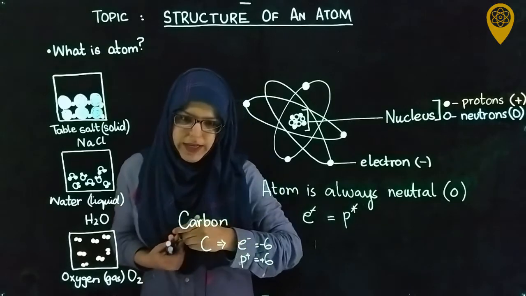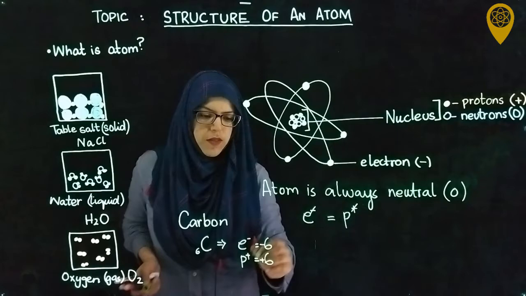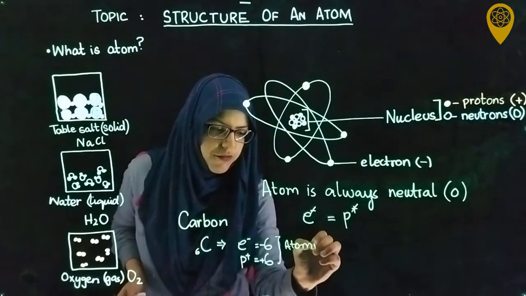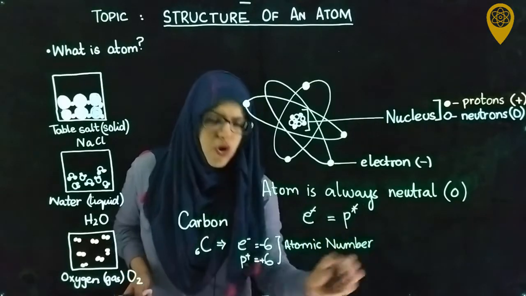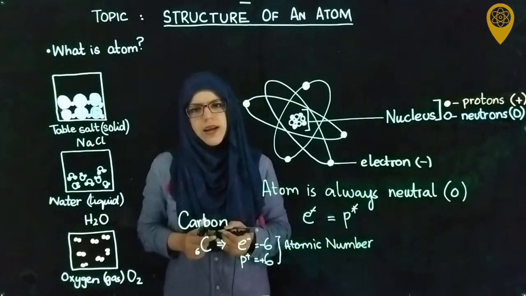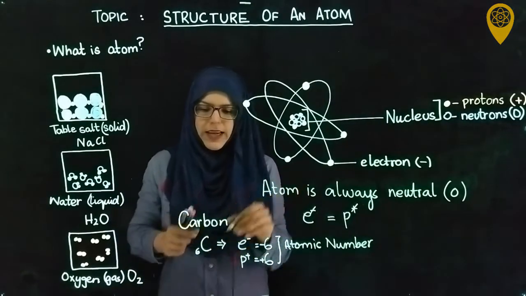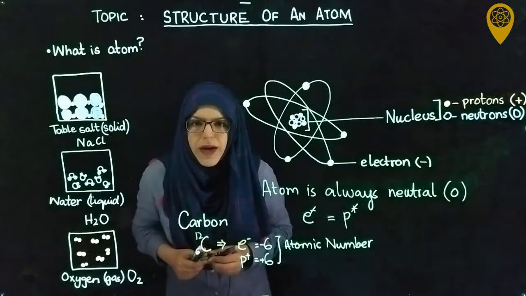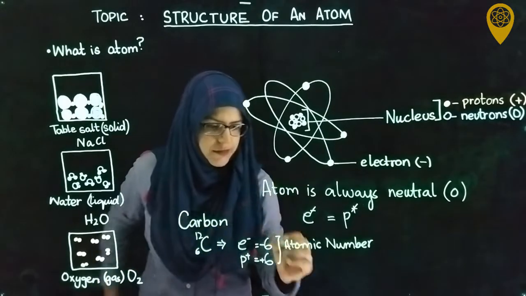Now the carbon is having the atomic number 6, which means that atomic number is the number of protons, or we can say the number of electrons in any atom. लेकिन number of neutrons के लिए हम क्या देखते हैं? The carbon is having atomic mass of 12. Now what is atomic mass?